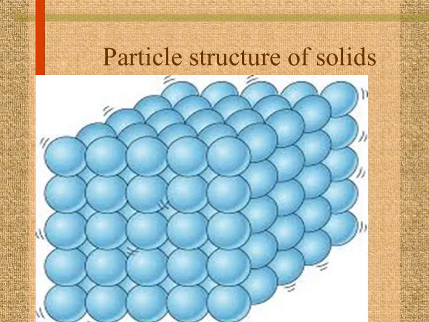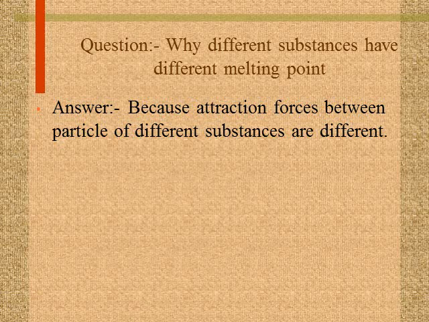Like iron, it means we can say the forces of attraction between the particles of iron are more than the forces of attraction between the particles of gold. That is why it will take more heat to melt iron as compared to gold. So we can say the melting point of iron is more than the melting point of gold. So this is the answer to the question you can see on the screen: because attraction forces between particles of different substances are different, that's why the melting point of different substances is different.